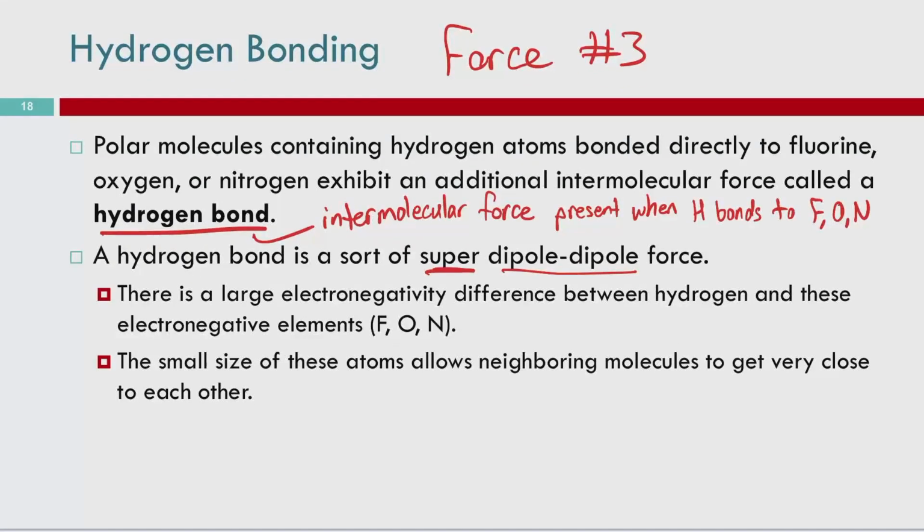This is our super dipole-dipole force. The reason that this is a super dipole-dipole force is that we have a large electronegativity difference between hydrogen and our most electronegative elements, fluorine, oxygen, nitrogen. They've got values of 4, 3.5, and 3.0 respectively, and they're small. So they can get very close to each other, which increases the strength of the dipole that forms along the bond.